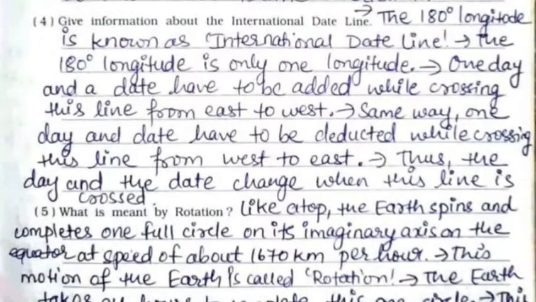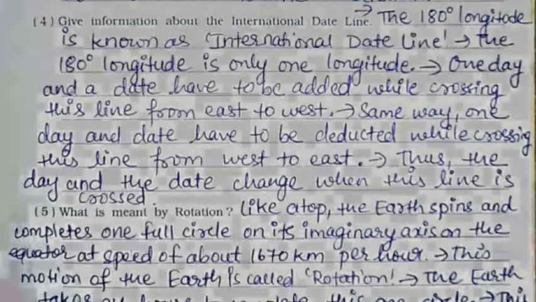Fourth one, give information about the international date line. The 180-degree longitude is known as the international date line. The 180-degree longitude is only one longitude. One day and a date have to be added while crossing this line from east to west. In the same way, one day and date have to be deducted while crossing this line from west to east. Thus, the day and the date change when this line is crossed.